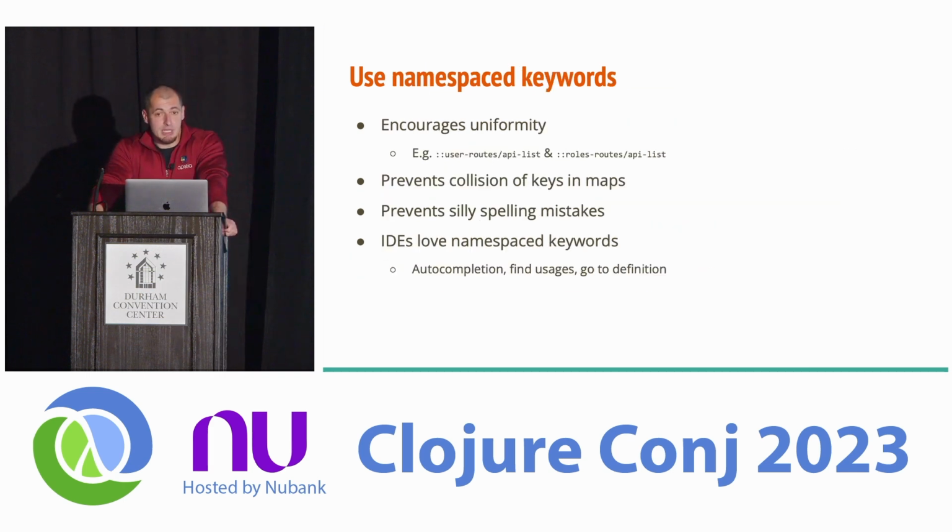Next, use namespaced keywords. This is my personal preference. I'm too dumb to use text editors. I use an IDE. And namespaced keywords allow you to do two things. First of all, you don't accidentally create new keys that do the same thing. And second, your IDE loves them. You can jump to any definition and make sure that you know the semantics of this definition.